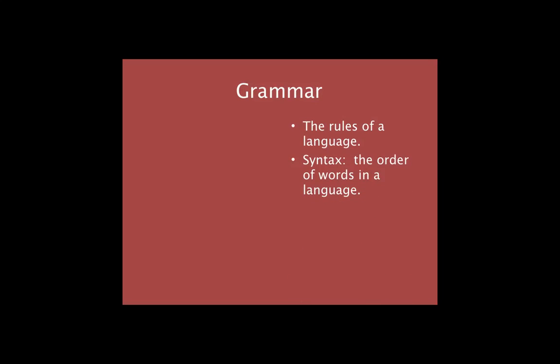Syntax is the order of the words in a language. I know if you've taken English class, you have heard the word syntax. Also, semantics is the set of rules by which we derive meaning from language. This is not the first time you've heard this word. It means meaning. So these three form grammar: grammar is the rules, syntax is the order, semantics is the meaning.